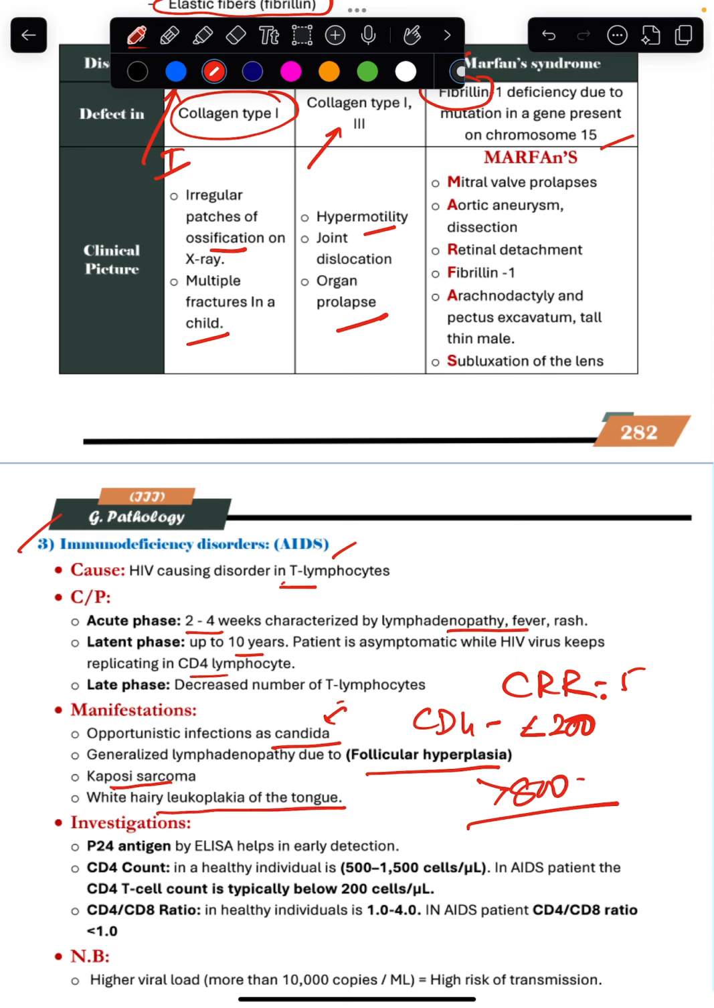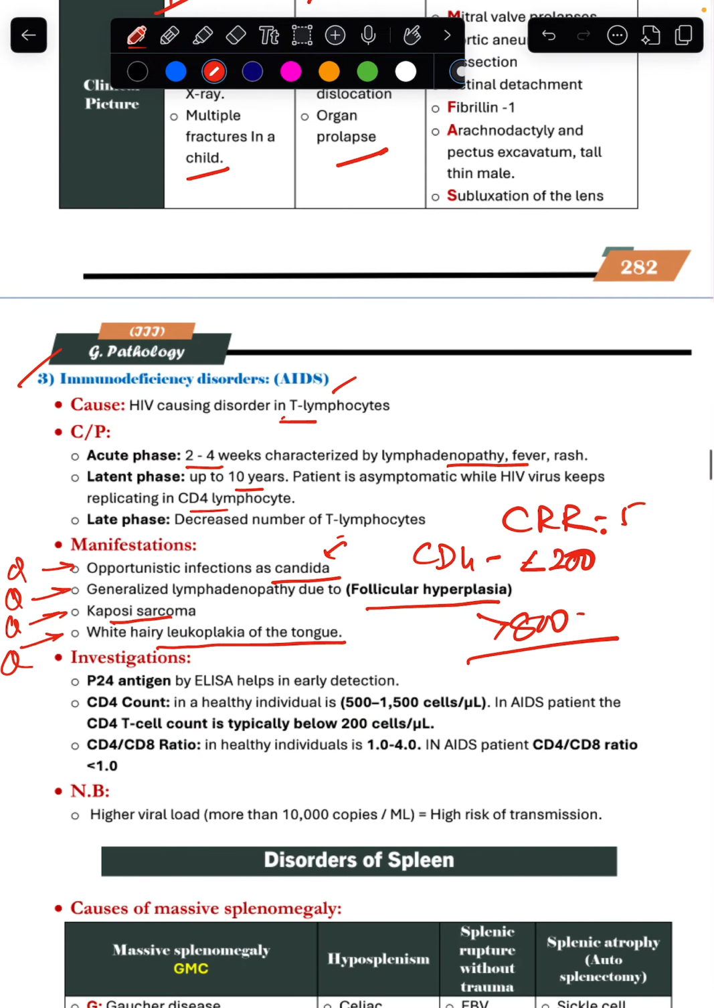These are all questions: follicular hyperplasia, lymphadenopathy, Kaposi sarcoma, hairy leukoplakia, opportunistic infection. Investigation: ELISA, P24 antigen. CD4 count in a healthy person is 500 to 1500. A CD4 count below 200 is very risky. The CD4 to CD8 ratio is normally 1 to 1; in HIV the ratio is less than 1. A high viral load of more than 10,000 copies means high transmission.